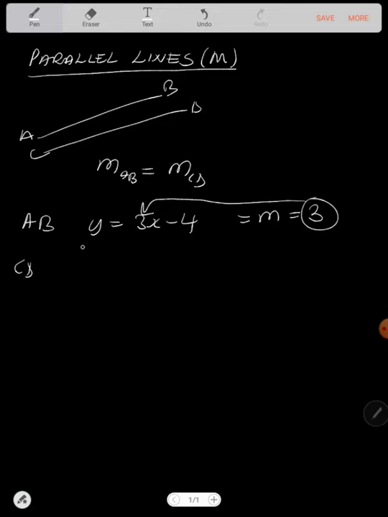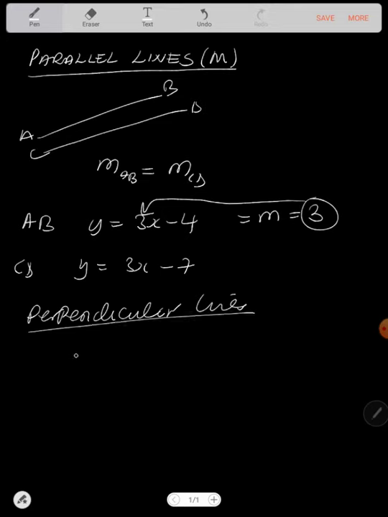And CD must also have the same gradient if these two are parallel. But if they are perpendicular, perpendicular lines means the gradient of line 1 multiplied by the gradient of line 2 should give you negative 1. That's what it means. Let me give an example.